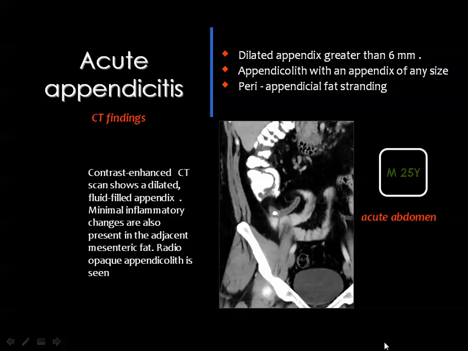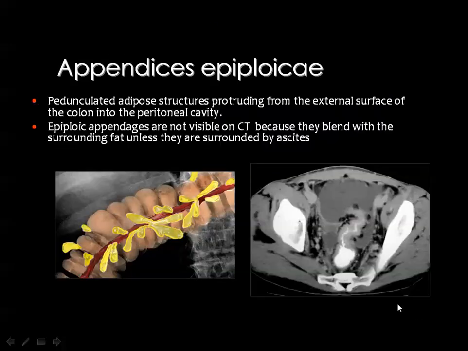And here is the classic appearance of acute appendicitis. The appendix is distended with fluid, the wall is thickened and enhanced, and very importantly, you can see this appendicolith or the calcified shadow within the appendicular lumen. And here are the findings: dilated appendix greater than 6 millimeters, appendicolith is indicative of acute appendicitis, and periappendicular fat plane stranding denoting the presence of inflammation.